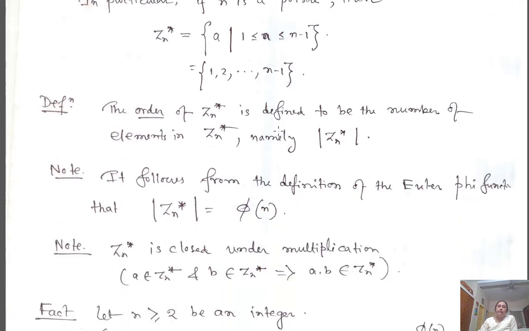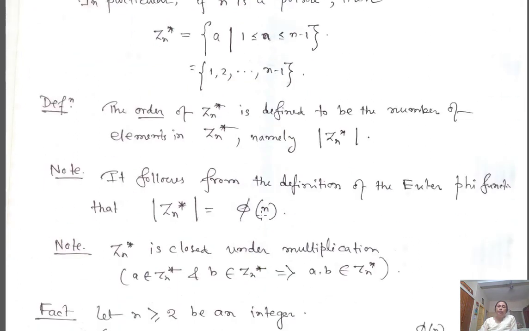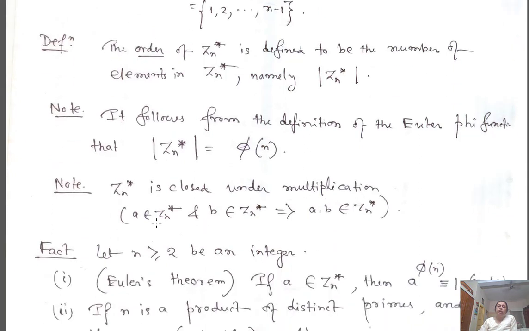Now, the order of Zn star. The order of Zn star is the number of elements here. So essentially, the order of Zn star is how many elements Zn star has, which are less than n and co-prime to n. That is phi n. So the order is phi n. And it is closed under multiplication. If you take two elements in Zn star, their product is also in Zn star.